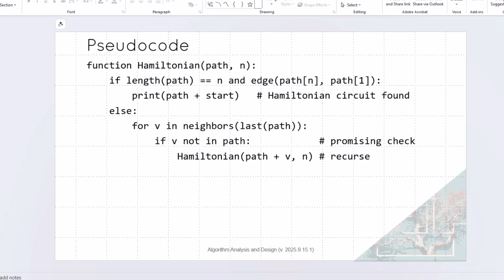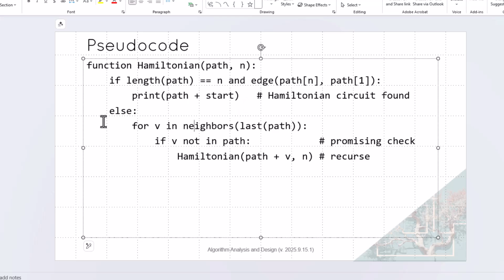Here's some pseudocode for the Hamiltonian. Pass in the path and n. If the length of the path is equal to n, and there's an edge from the path at n to path 1, we print out the path and start. So we found a Hamiltonian circuit, if that's the case.